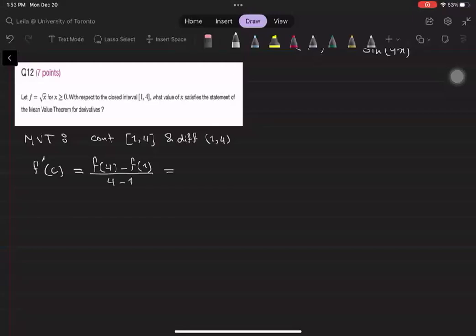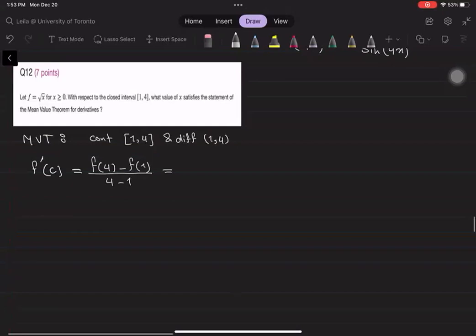And so you have that your f of x is square root of x. So if you put 4, you have square root of 4 minus square root of 1 divided by 3. And then so this is 2. So you have 2 minus 1, so 1/3. And so this is equal to the derivative at some point.